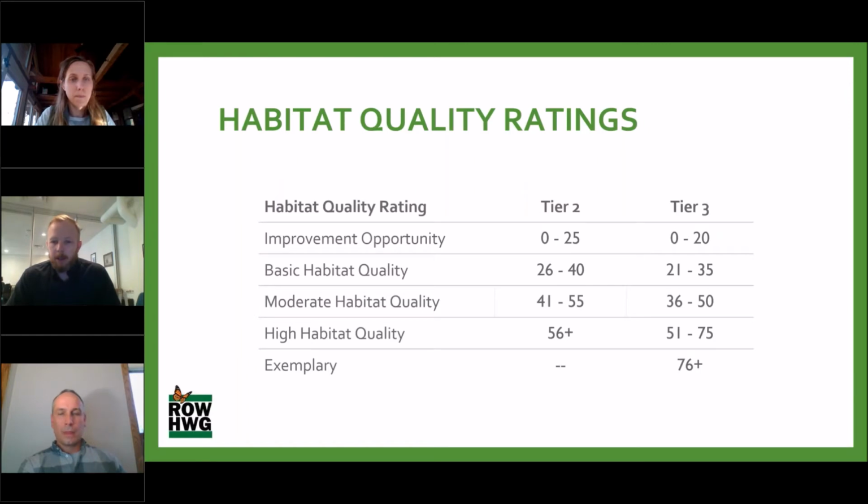The other thing you'll see with Tier 3 is that exemplary habitat quality rating. It's only available with Tier 3. That's because we are asking about native species, we're asking about noxious weeds, and we really need that information to say whether a site is or is not exemplary. So consider using Tier 3 if you have really high quality habitat sites, or your objectives for monitoring are around communication with the public around the quality of your habitats.